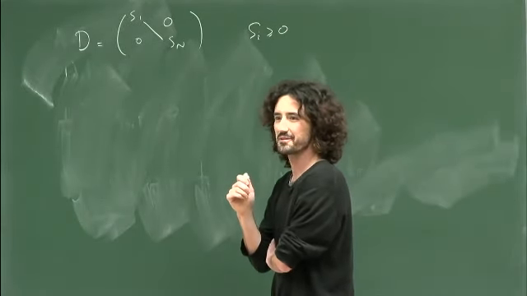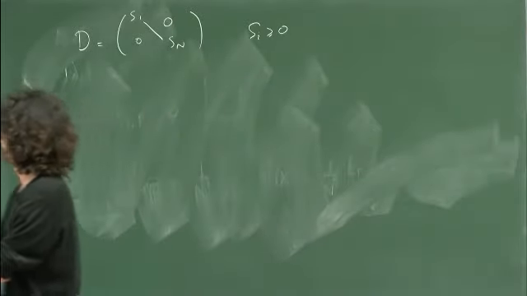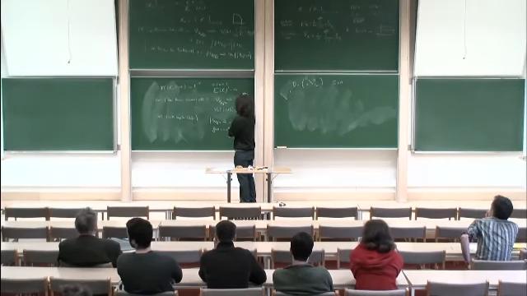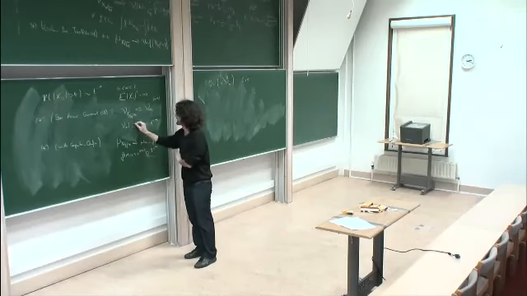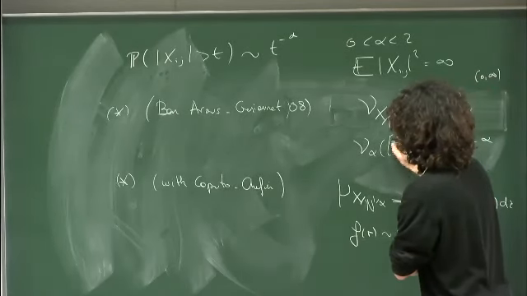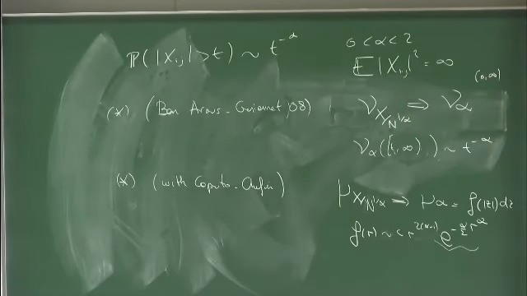Yes, you have a question? This measure nu sub alpha, what you quoted for Benaych-Georges and Guionnet, it's supposed to be supported on the interval 0 to plus infinity, right? Yes, it's 0 to plus infinity. Ah, yes, sorry. It's positive, yes, of course. Thank you.